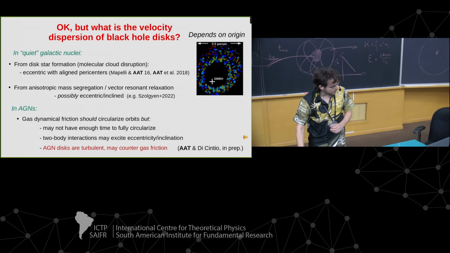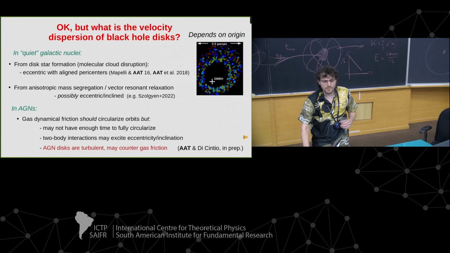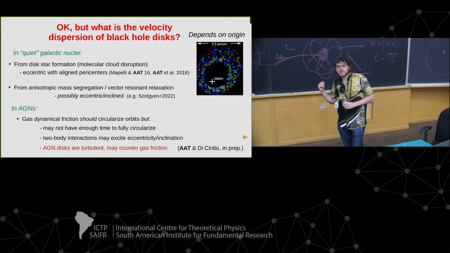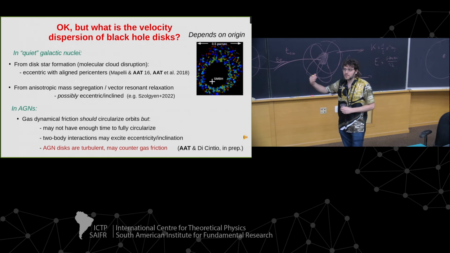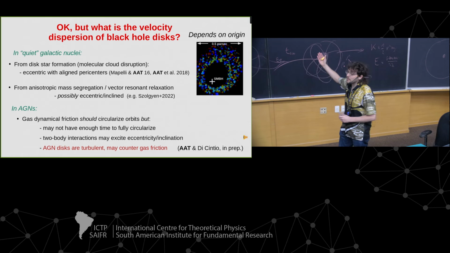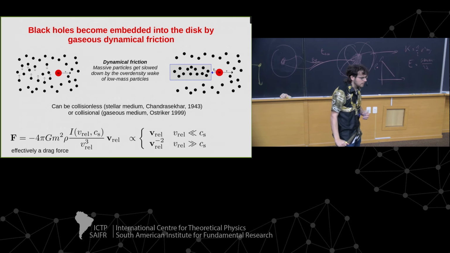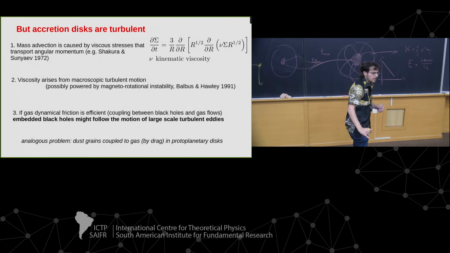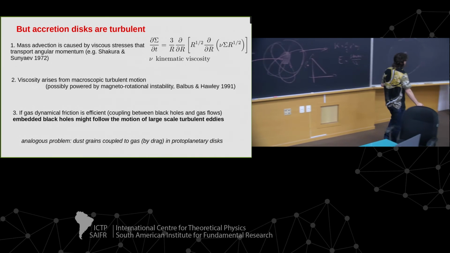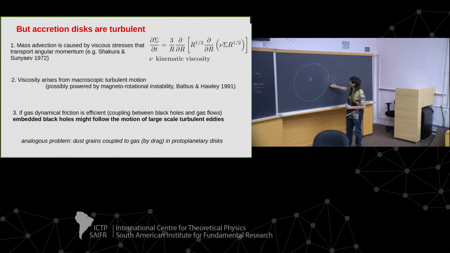But the problem is that AGN disks are turbulent, even more than protoplanetary disks. The reason is that you have angular momentum transport. You have to transfer angular momentum outward in order for the mass to advect through the disk and power the supermassive black hole. So this turbulence is a required ingredient of AGN disks, of any accretion disk. And what happens if the velocity of the gas is not actually circular?